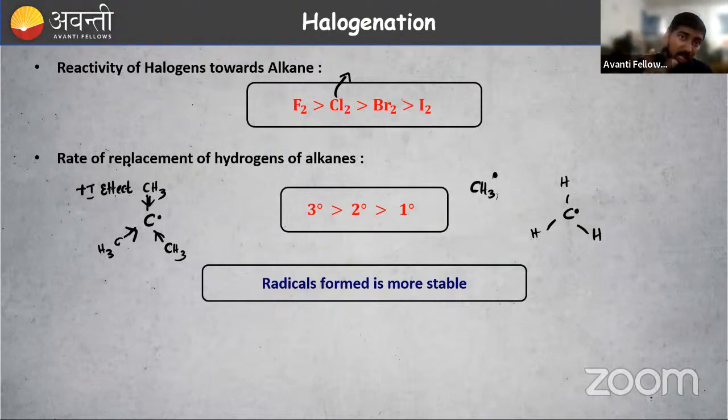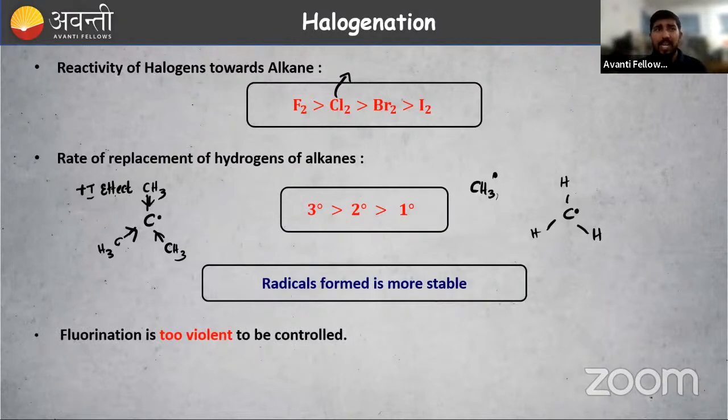So if I take a tertiary alkane, then the rate of halogenation will be very high. That is a point here: the radical formed is more stable. Then again, I have explained fluorination. It is too violent, so it is very difficult to control fluorination. So this is about the halogenation reaction.